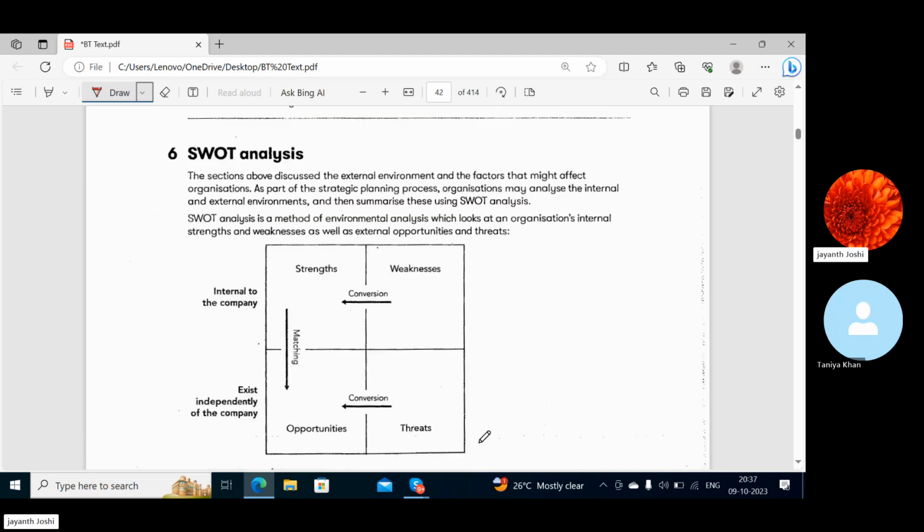Next comes the SWOT analysis. This SWOT analysis is nothing but strength, weakness, opportunity, threat. So what we understand is, whatever strength you have, you should try to improve on that more, right? You should overcome your weakness. You should always grab the opportunity that comes to you, and whatever threats you have, you should try to minimize that. Okay, that is SWOT analysis.